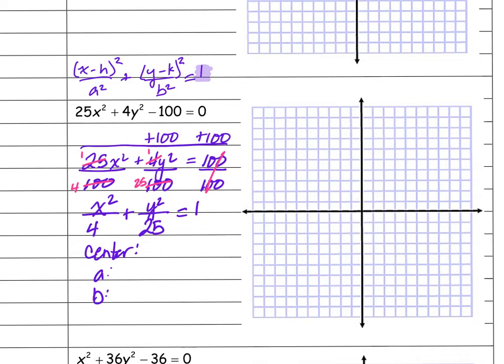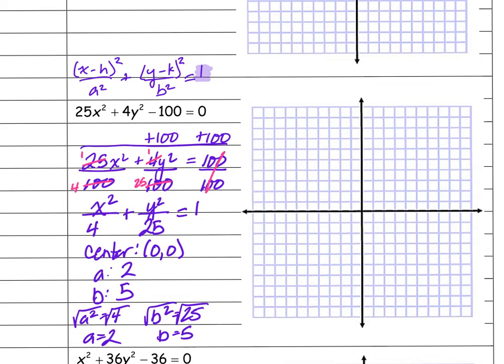Whew. So what is the center of my circle, you guys? Well, the center of my circle is 0, 0, because there's nothing with the x or the y. Yes. Okay, A. So A squared equals 4. So I square root that. So A is going to equal 2. Great. And B squared equals 25. So if I square root that, B equals 5. Lovely. So now let's go ahead and graph it.